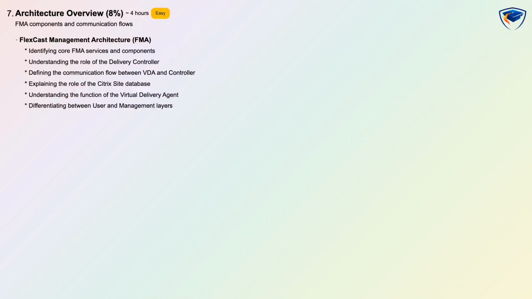Architecture overview is 8%, focuses on FMA components and communication flows, is easy, and estimates 4 hours. You will identify core FlexCast management architecture services and components and understand the delivery controller role. The domain explains communication flows between VDA and controller, the function of the Citrix site database, and the virtual delivery agent role. It also differentiates between user and management layers to clarify traffic and responsibility boundaries.